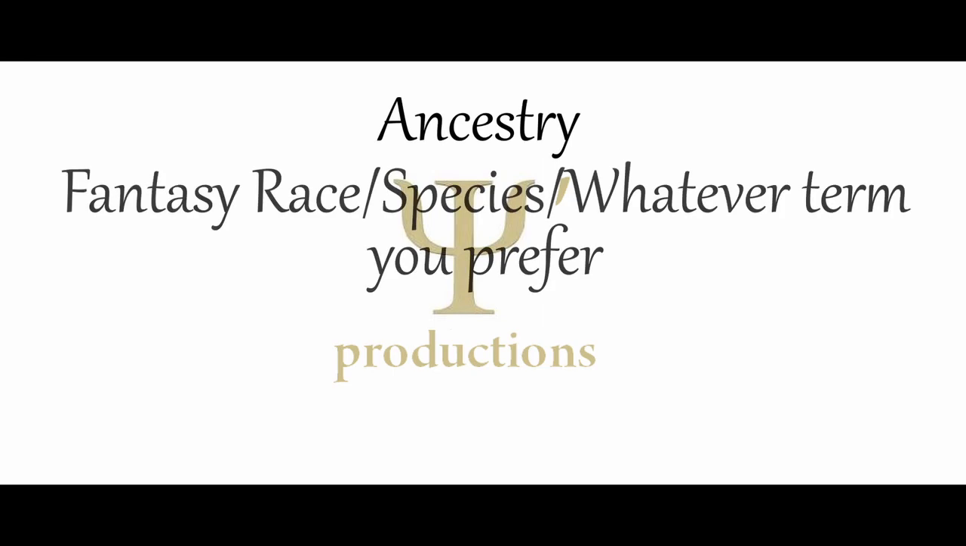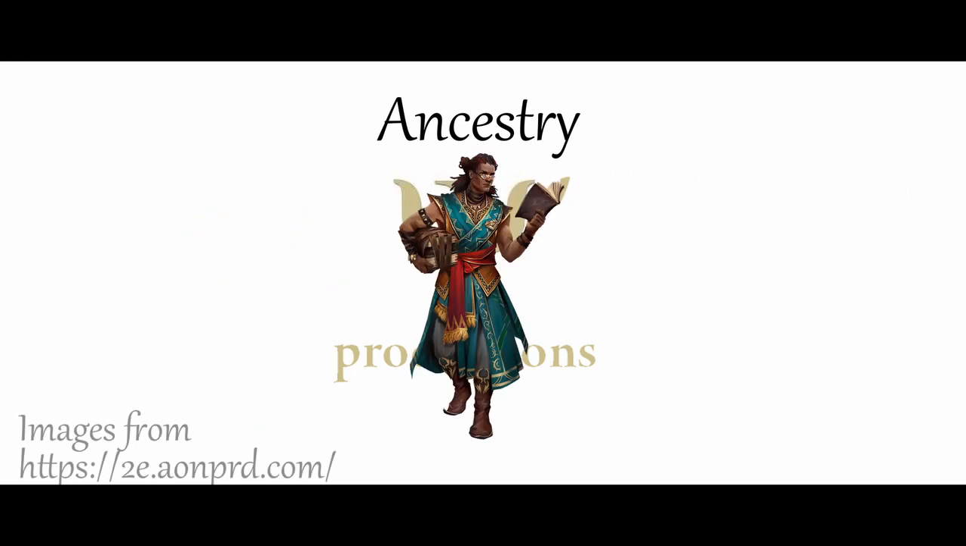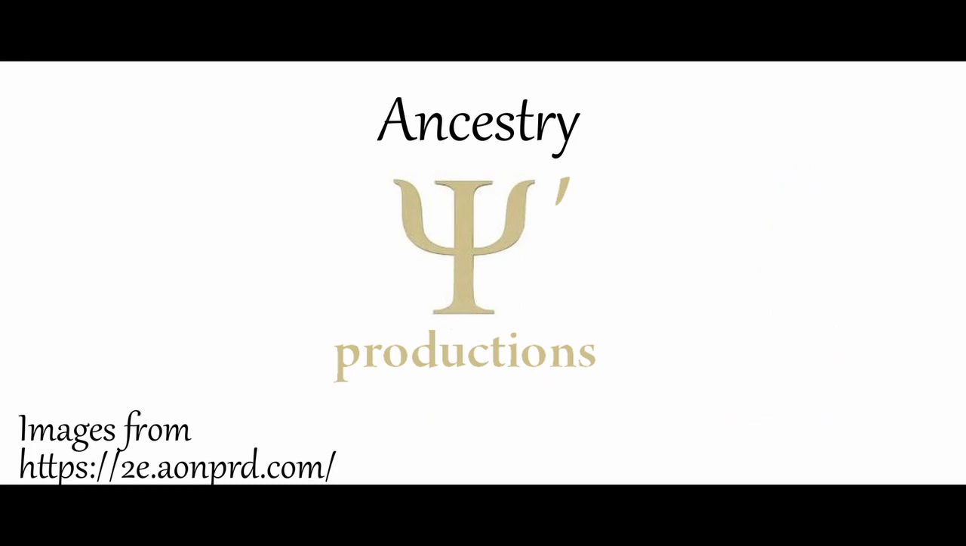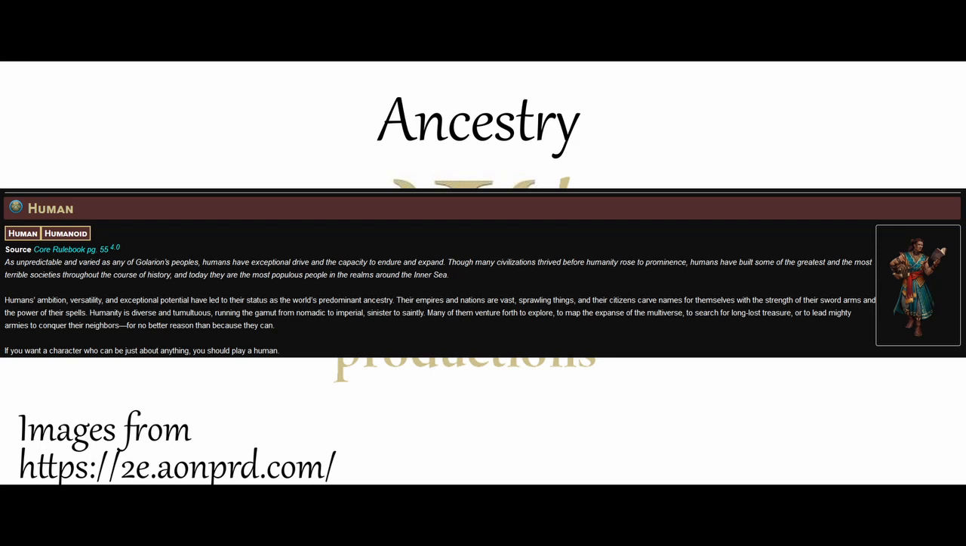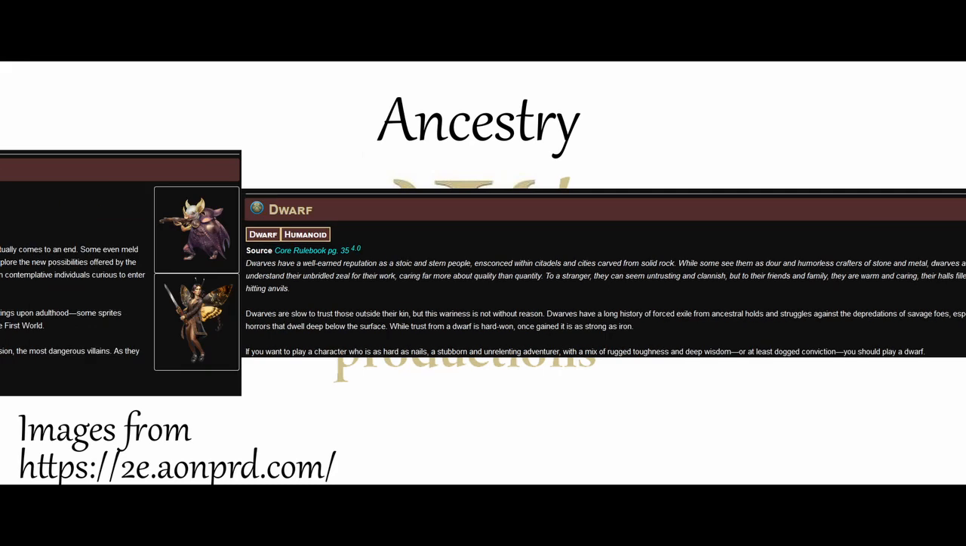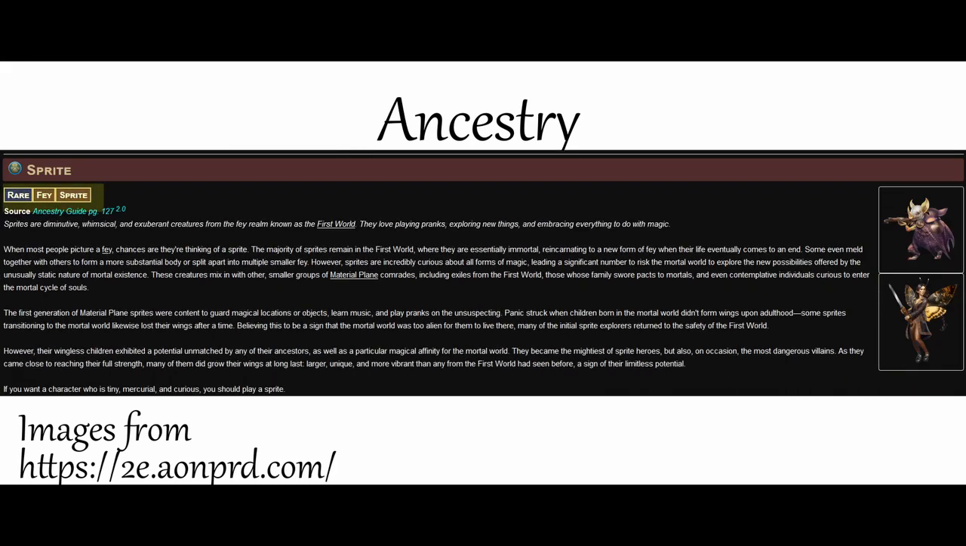Ancestry. In simple terms, ancestry is your race or species. A human has the human ancestry, an elf has the elf ancestry, so on and so forth. Every ancestry has a few traits attached to it, which are like keywords. We'll talk about those in a bit, but if you're a human, you have the human ancestry and also the humanoid trait. A dwarf would have the dwarf and humanoid traits, and a sprite would have the fey and sprite traits. We'll talk about traits here in a little bit.